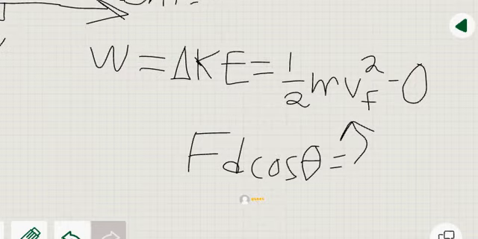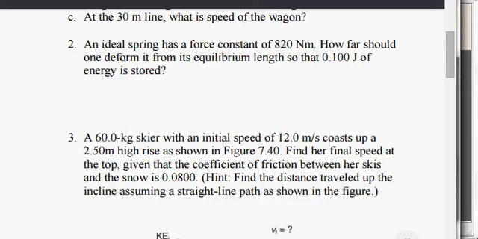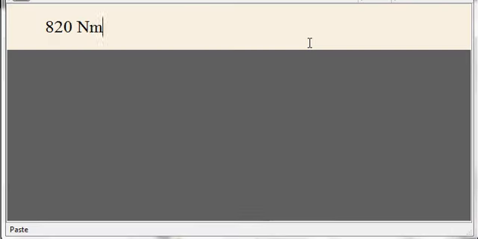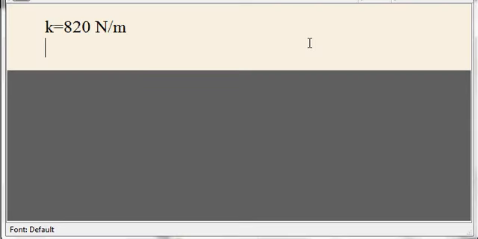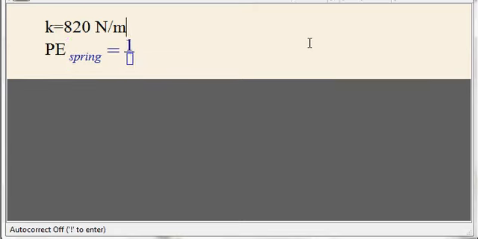So number 2. The units on this should actually be newtons per meter, by the way. So 820 newtons per meter is K, the spring constant. And again, should be able to just plug and chug. It's good to read the question to understand the concepts, but it is simply the potential energy stored in the spring equals 1/2 the spring constant times the displacement from equilibrium squared.